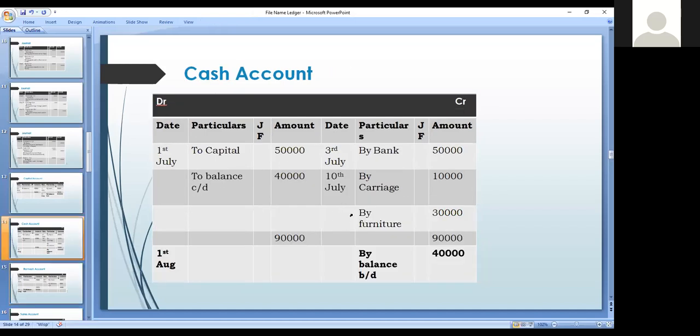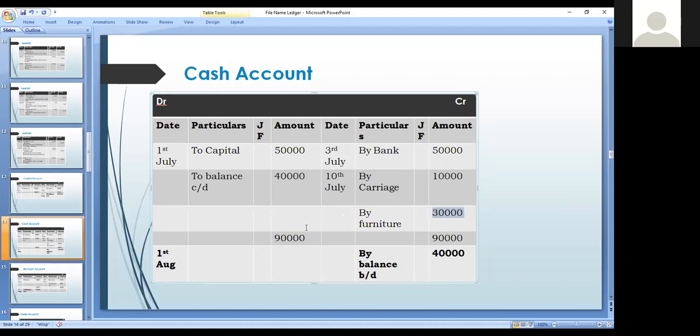last, what happened? We purchased furniture for cash. The journal entry for this is furniture account debit to cash account. Here the cash account again is a credit item. So we are putting 30,000 on the credit side, by furniture. We bought furniture through cash. Cash 30,000 for purchase of furniture.